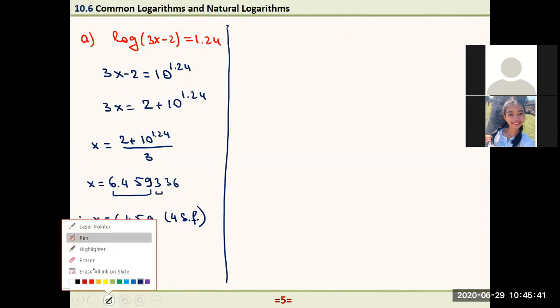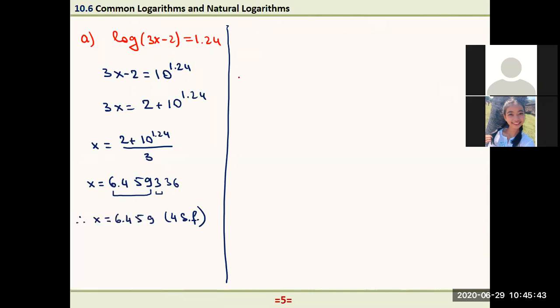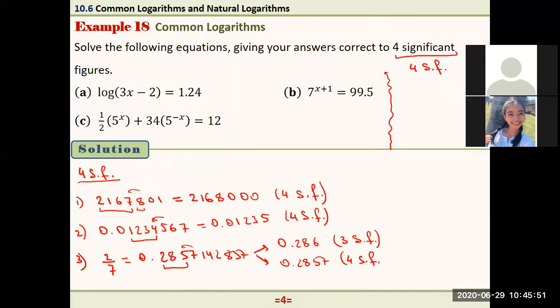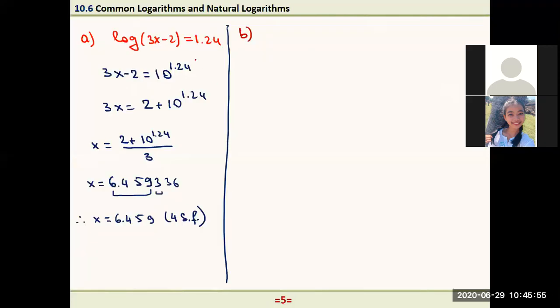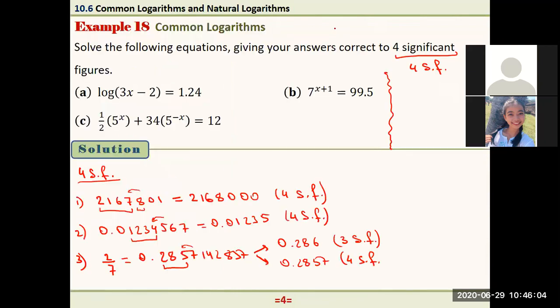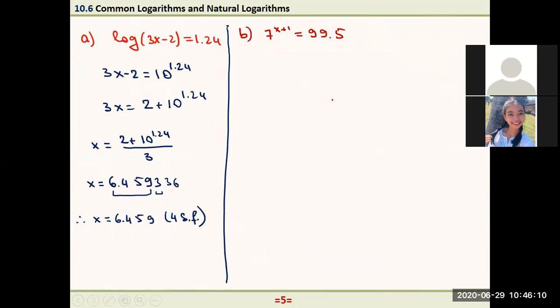Question B. What is question B? 7 to the power x plus 1 equals 9.5. Have a look, 7 to the power x plus 1 equals 99.5. So we need to find the value of x.